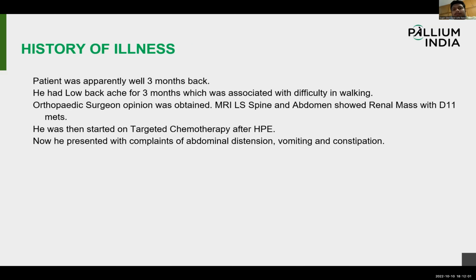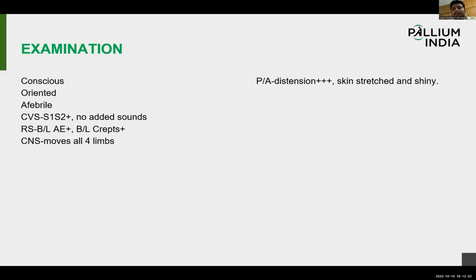Three months back, he was apparently normal. Then he had low backache, which started first, associated with difficulty in vomiting. Initially, the orthopedic surgeon's opinion was obtained. Then MRI of the LS spine and abdomen was taken, which showed a renal mass with D11 vertebral metastasis. Then he was started on targeted chemotherapy after histopathological examination. After that, he presented with abdominal distension, vomiting, and constipation. On examination, there were no signs of infection, and his abdomen was distended, stretched, and shiny.